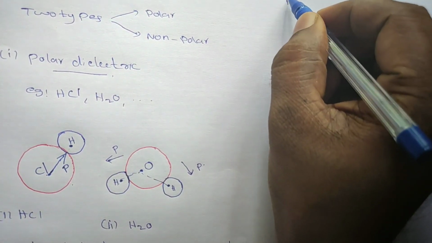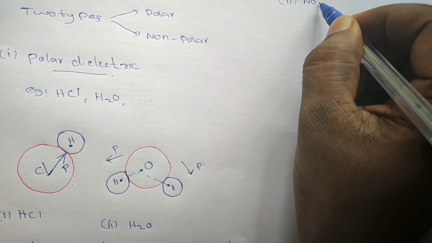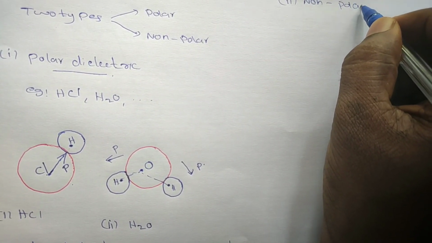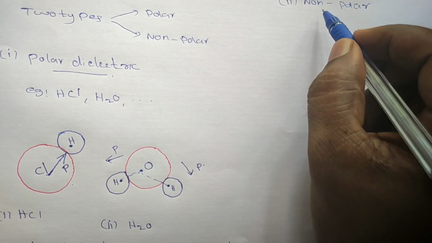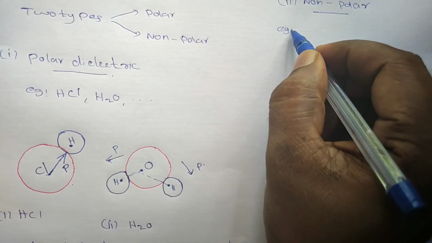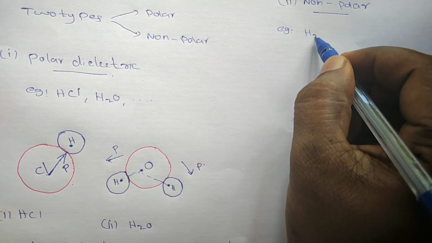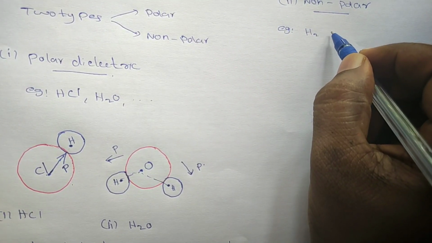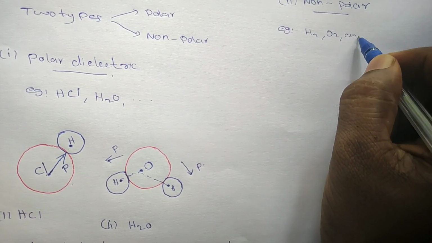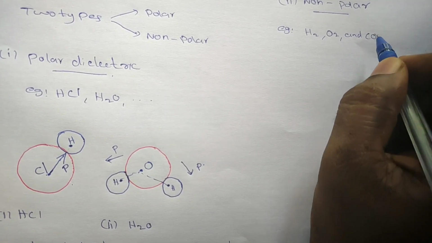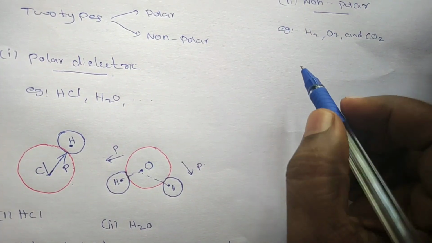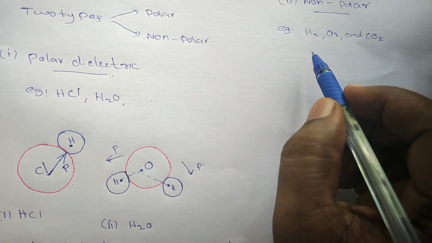The second case, non-polar. So what about the case of non-polar? Examples we are going to take are H2 and oxygen, which are also non-polar, and we are going to take CO2. Clear? So from the molecule itself you can see what about this hydrogen.